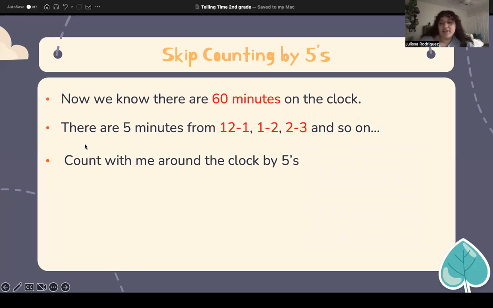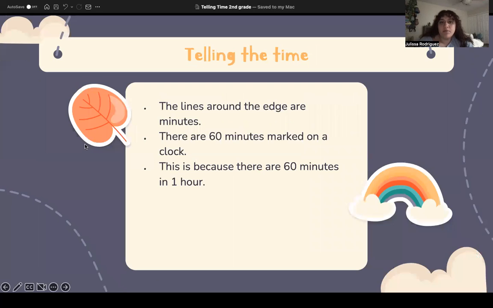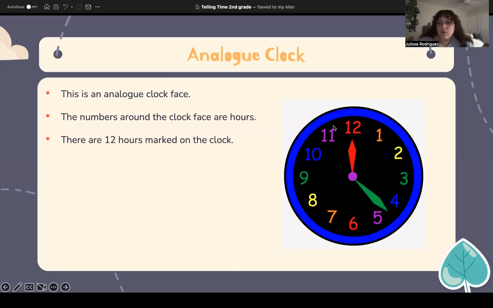And here's an example to indicate 5 minutes. So if we're going from the 12 to the 1, that is 5 minutes. And from 1 to the 2, that is another 5 minutes. And from 2 to 3 is another 5 minutes, and so on and so forth.